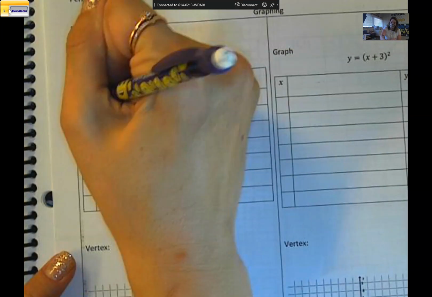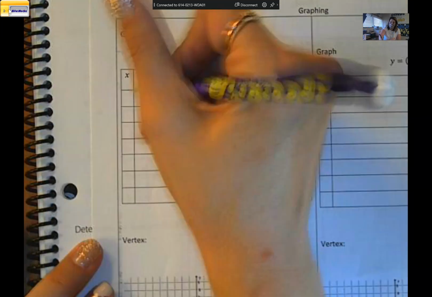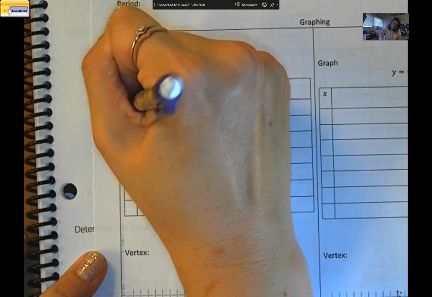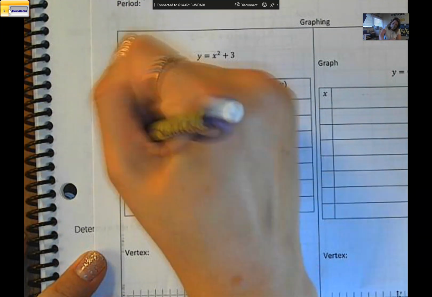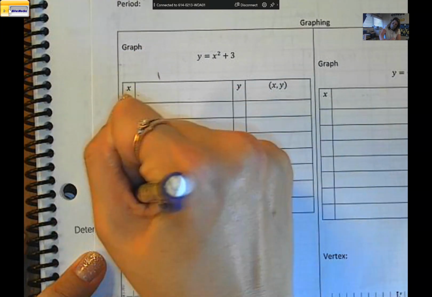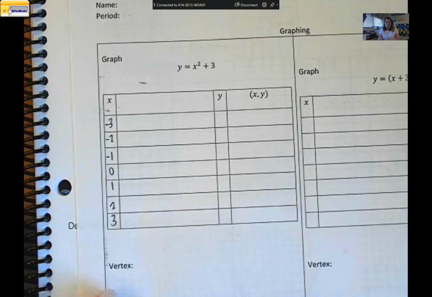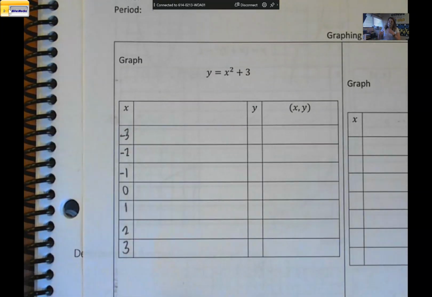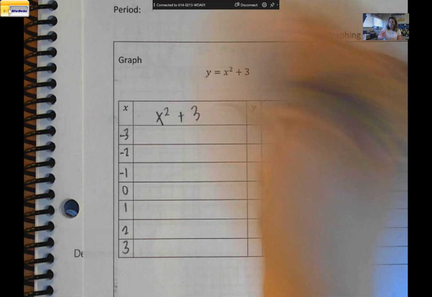So I'm going to tell you what numbers we're going to plug in. We're going to plug in -3, -2, -1, 0, 1, 2, 3. And because this is an x squared, we're going to want to make sure that we use parentheses. Our function is x squared plus 3.